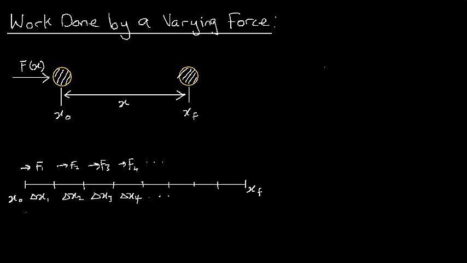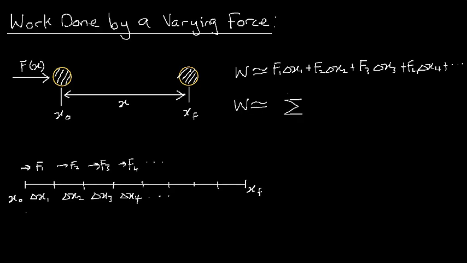So approximately our work done is equal to F1 dx1 plus F2 dx2 plus F3 dx3 plus F4 dx4 and so on until we get to our final interval. We can write this using the summation notation as the sum of Fi dxi from i equals 1 to n, where n is the number assigned to our final interval.